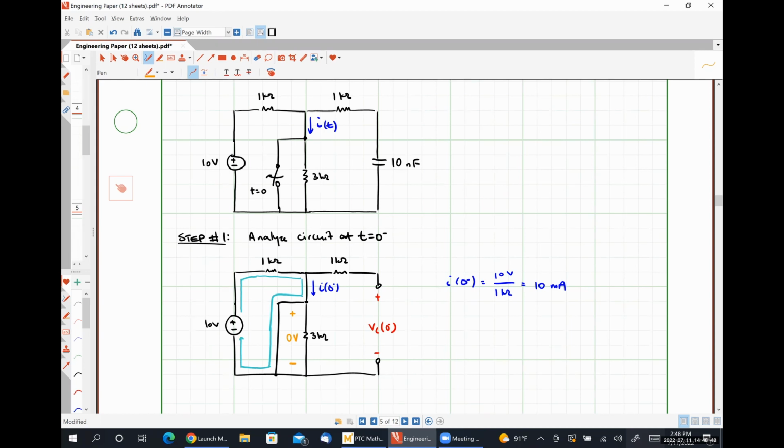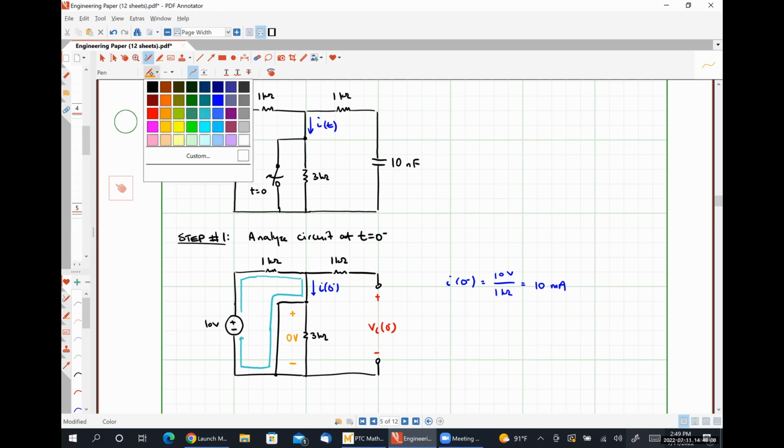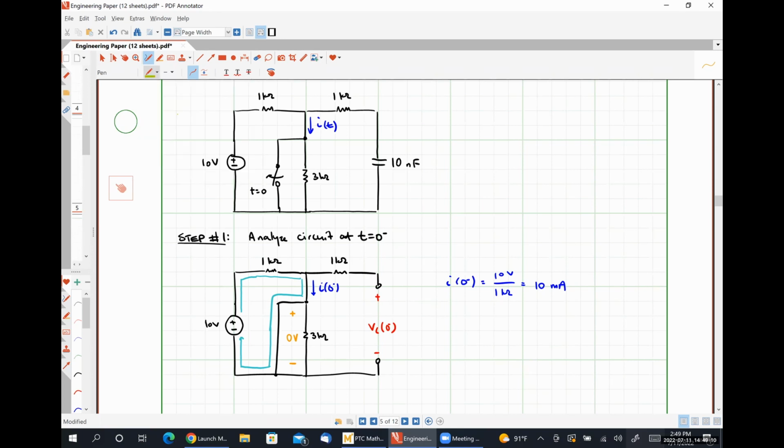Another way that we could think about this is that we know that our 10 milliamps of current bypass the 3 kilo ohm resistor, so that there's no current flowing through the 3 kilo ohm resistor. And then Ohm's law tells us that 0 amps times 3 kilo ohms gives us a voltage of 0 volts. What is the voltage drop across the 1 kilo ohm resistor to the right?